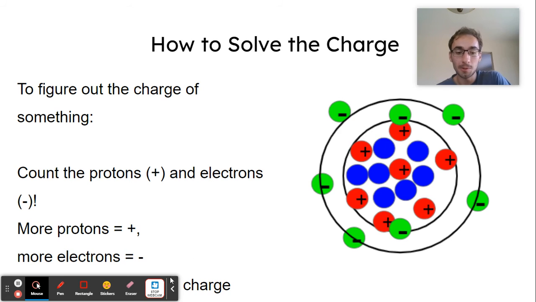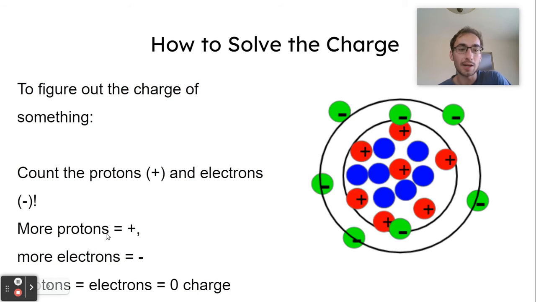Hopefully you learned the rule that to find out the charge of something, you want to count the protons and the electrons. Protons are positive, so you want to figure out how many positives there are and how many negatives. And then if there's more protons, it's positive. If there's more electrons, it's negative. Okay? And if they're equal, it's 0. So if you counted these ones for nitrogen, 1, 2, 3, 4, 5, 6, 7, 7 protons, 1, 2, 3, 4, 5, 6, 7 electrons, they're equal. So right now, nitrogen is neutral.